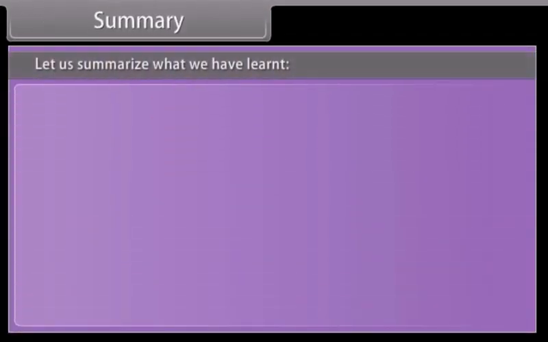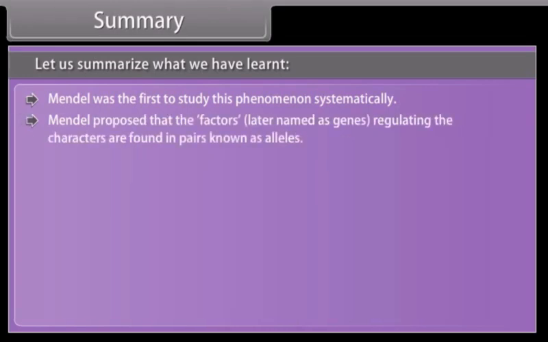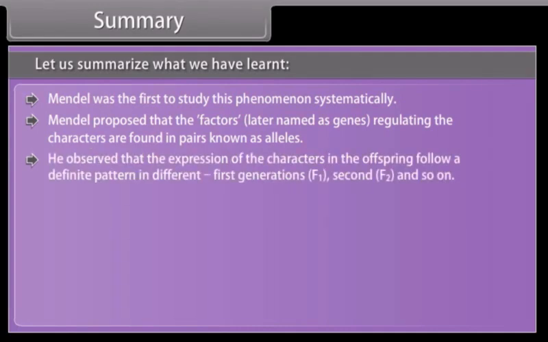Summary. Let us summarize what we have learned. Mendel was the first to study this phenomenon systematically. Mendel proposed that the factors, later named as genes, regulating the characters are found in pairs known as alleles. He observed that the expression of the characters in the offspring follow a definite pattern in different generations: first, F1, second, F2, and so on.